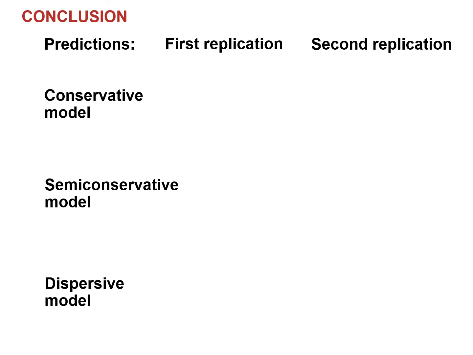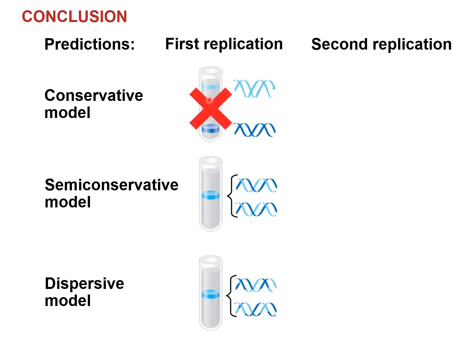So let's look at this side by side. First replication, if it had been conservative, you would have had a heavy and a light band. We didn't see that. You would have had a light band from the new synthesized DNA and a heavy one. Didn't see that. We didn't see a heavy band at all. All we saw was this intermediate band. Heavy band's way down low, light band's way up high, intermediate.